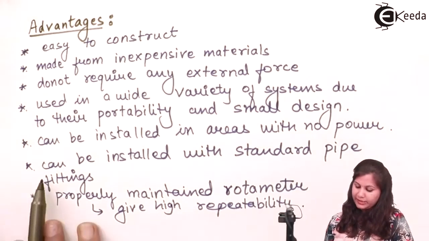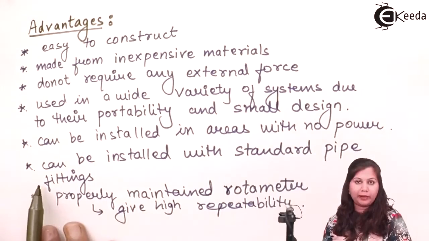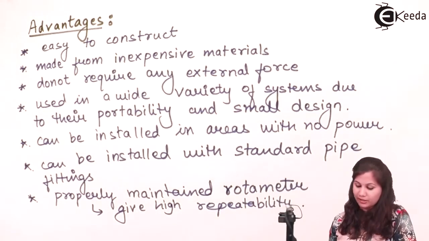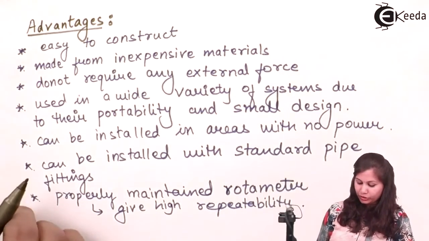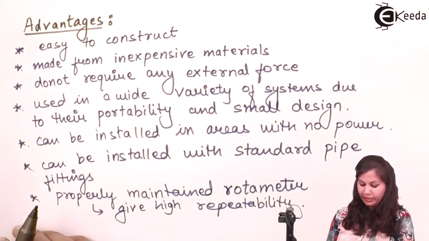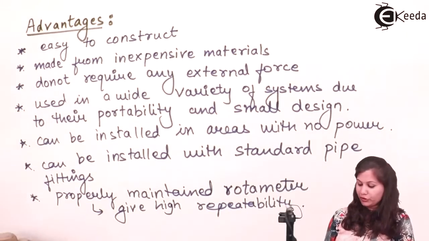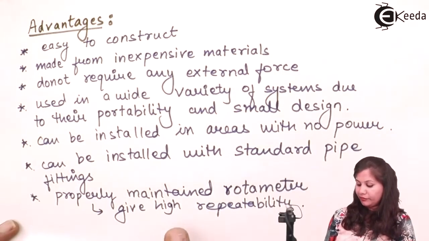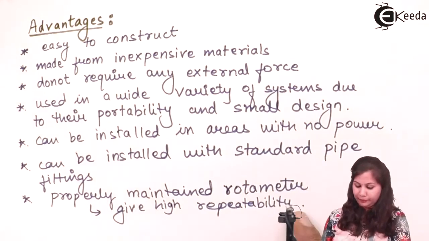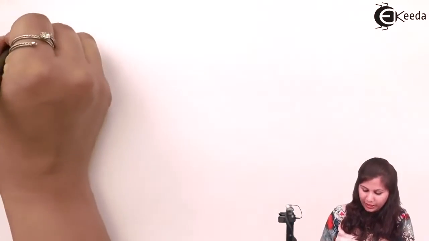Also, the rotameters can be installed with the standard pipe fitting, so no modifications are required. And if the rotameter is properly maintained, then such a rotameter is going to provide the operator a very high repeatability. Also, the range of flow rate measurement is very high.